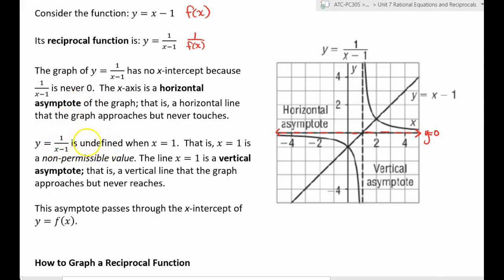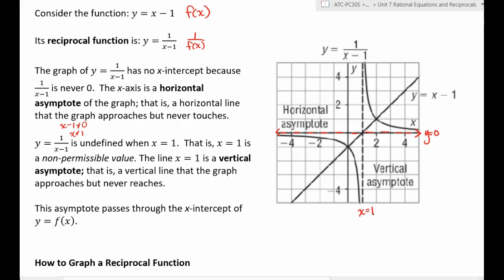In this case, my non-permissible value is at x equals positive 1. Okay, so x equals 1 is my non-permissible value, so I find that out by taking x minus 1 cannot be 0. So x cannot be 1, okay? That's where that's coming from. So again, I have my vertical asymptote here, and I'm going to label it as x equals 1.